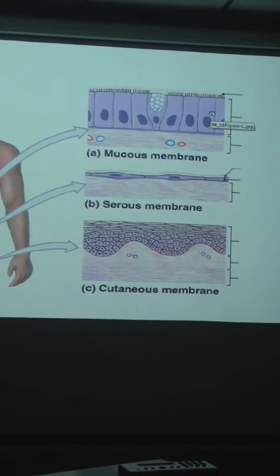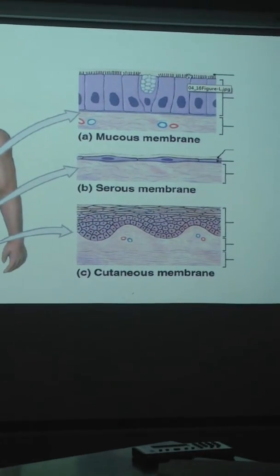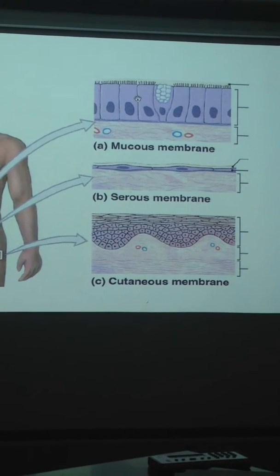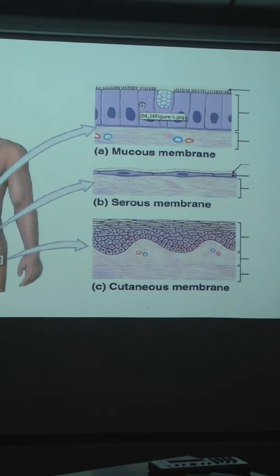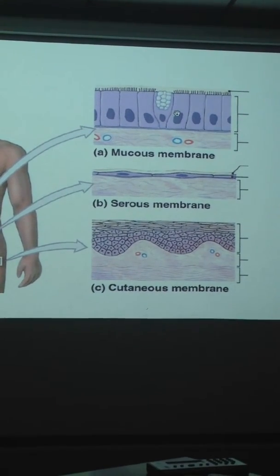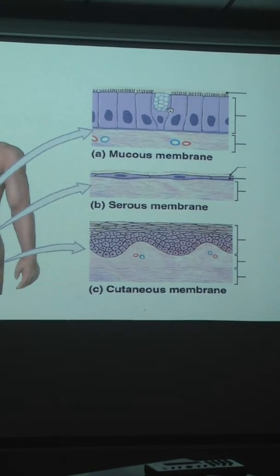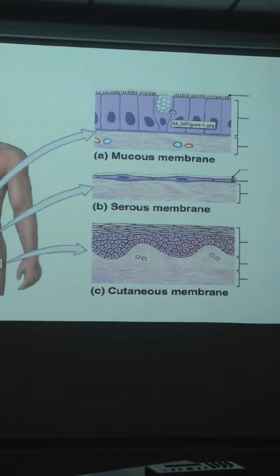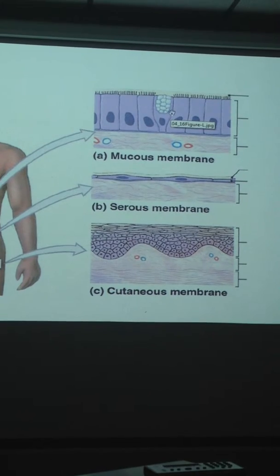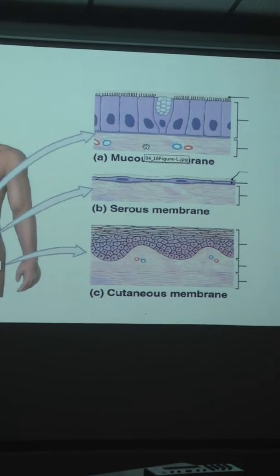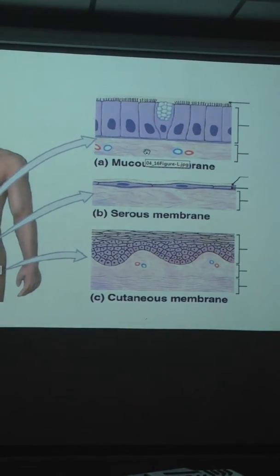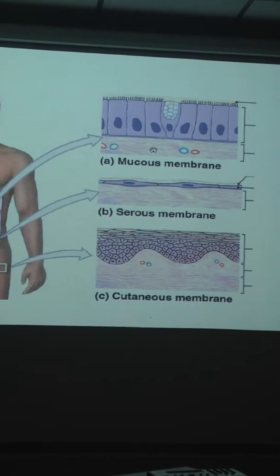With goblet cells and microvilli, even though it looks like cilia, unfortunately. There is no name, and the reason is different mucous membranes have different types of epithelia. So there's no one name that fits all of them. But since the connective tissue is consistent, we can give that a name. So that's the lamina propria.